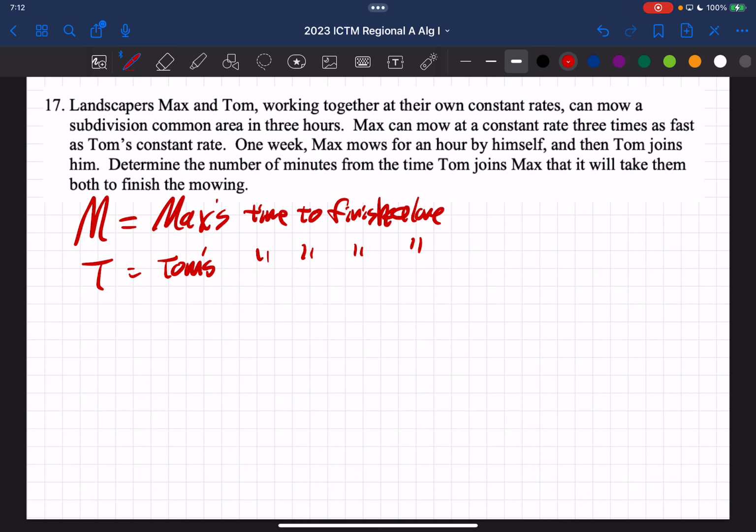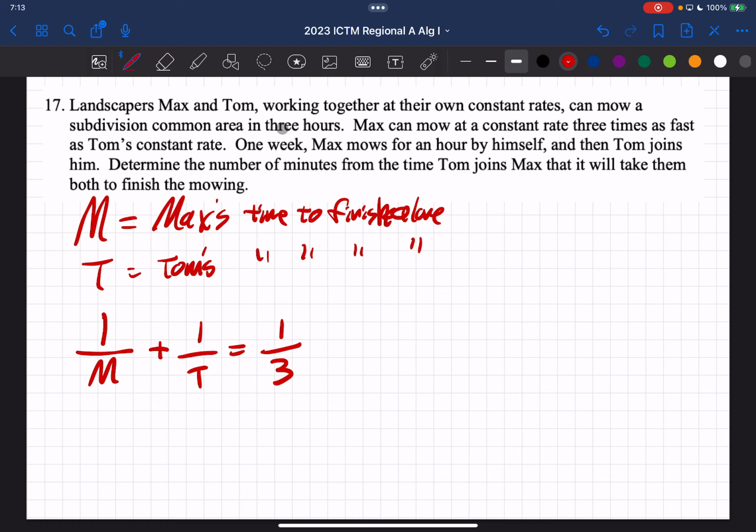So, if Max can do the job in 2 hours, then he can do half the job in 1 hour. That's the idea. So what we do is we take 1 over m plus 1 over t. This is the fraction of the job that Max can do in an hour. This is the fraction of the job that Tom can do in an hour. And together, they can do 1/3 of the job in 1 hour. Why? Because together it takes them 3 hours.